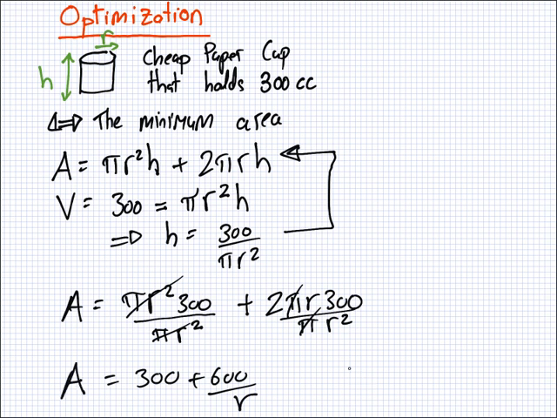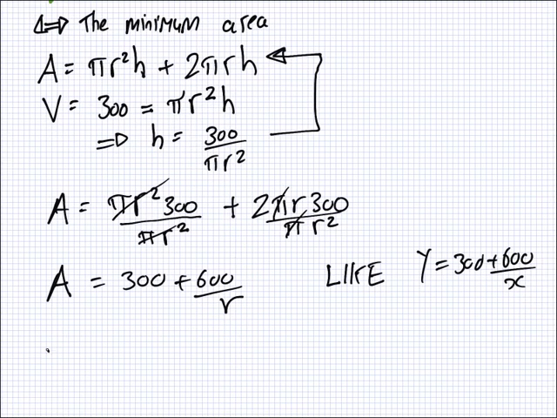Now, this is like y equals 300 plus 600 over x. You know? R is the variable, the unknown, and A is the thing you want the minimum of, just like the y. So, what should be my next step now if I'm looking to make the minimum A for some value of r? Differentiate. So, let's do that now.